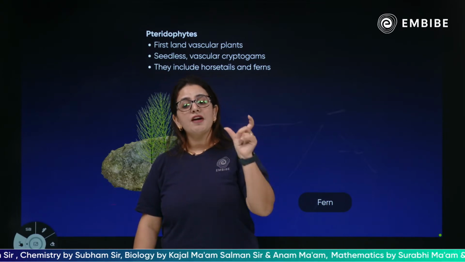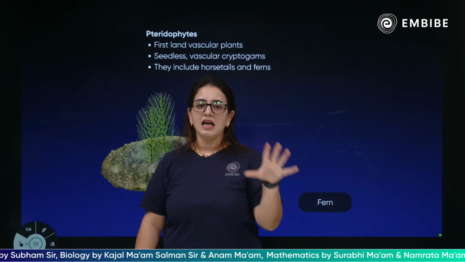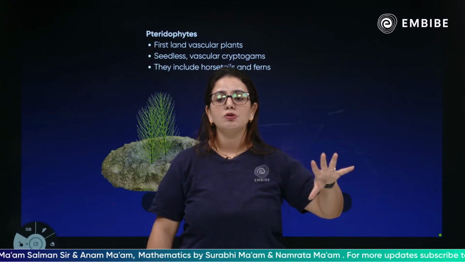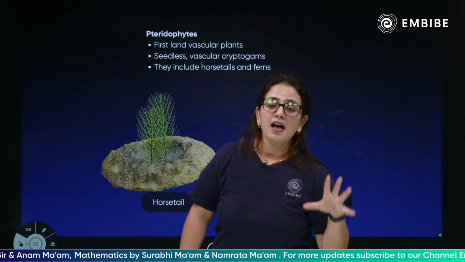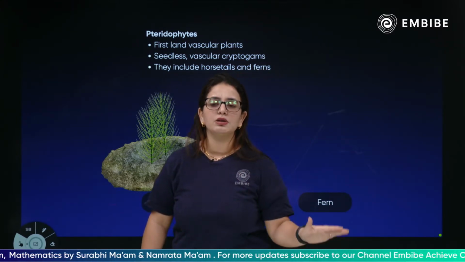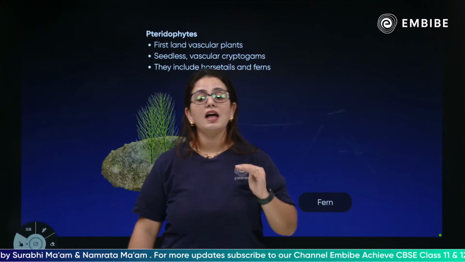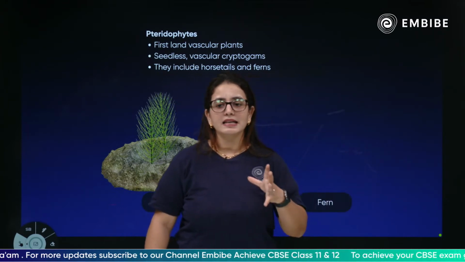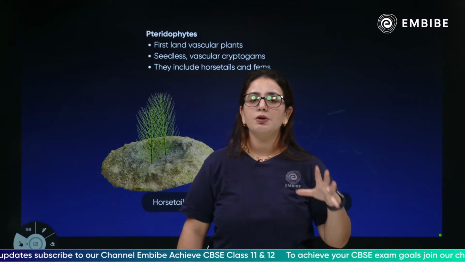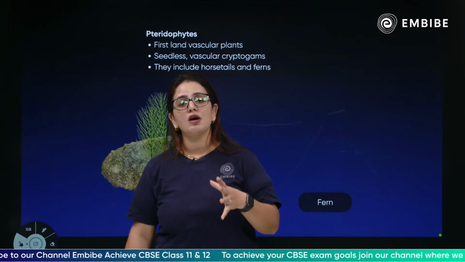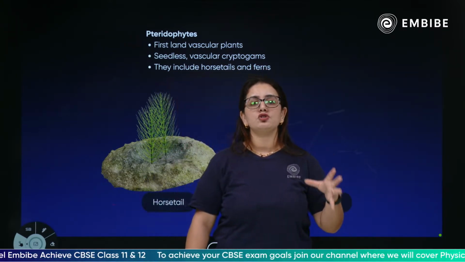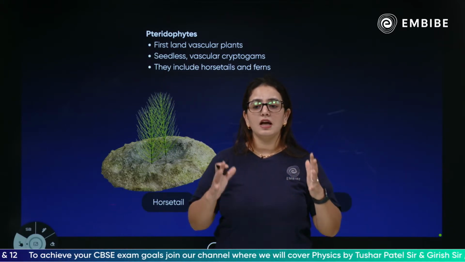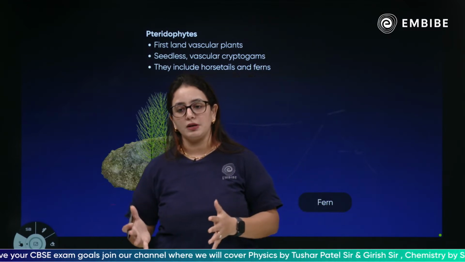Children, when the term vascular comes, I know you assume xylem and phloem, but in this particular division of plants, the vascular system is absolutely primitive. Primitive means not so well developed that you can call it a typical xylem and phloem. Yes, they are in a primitive stage because these are the first vascular plants. They have just a primitive structure of xylem and phloem.